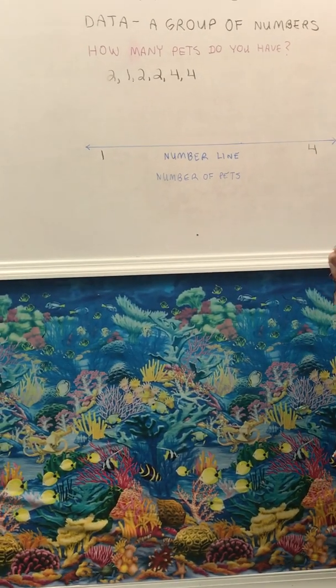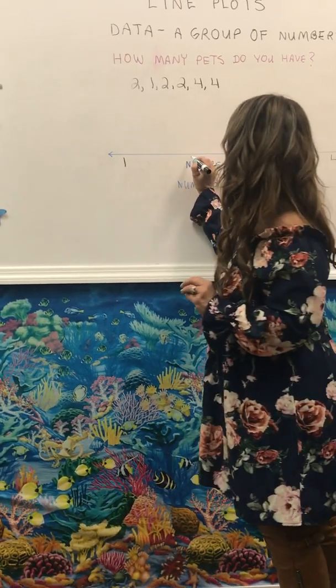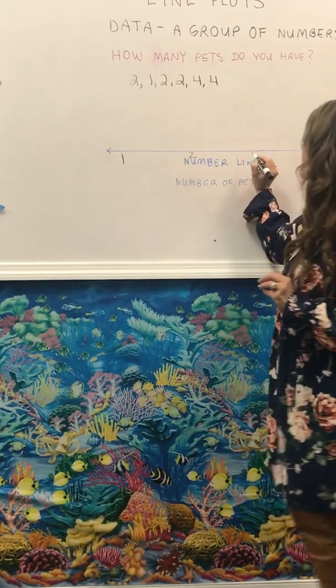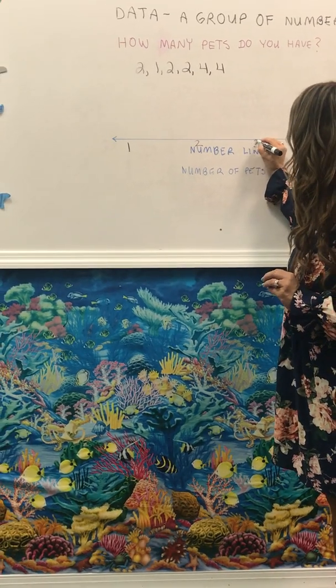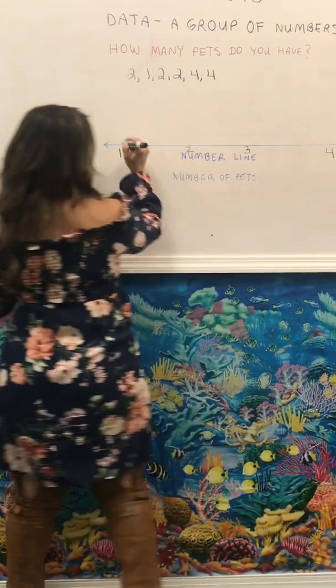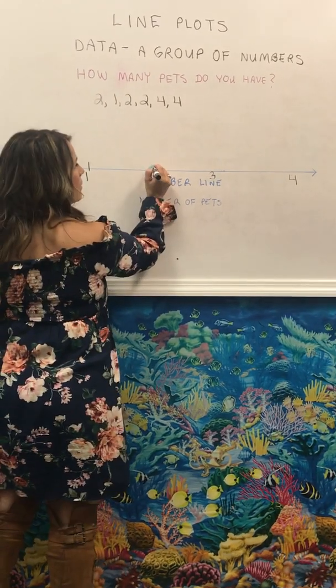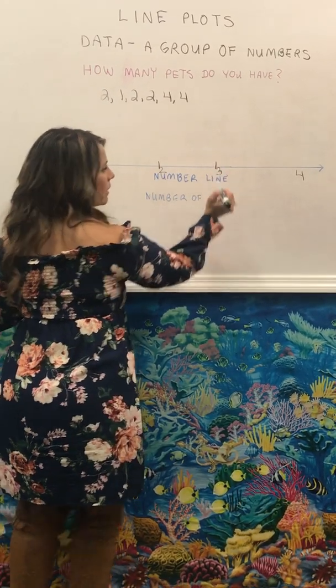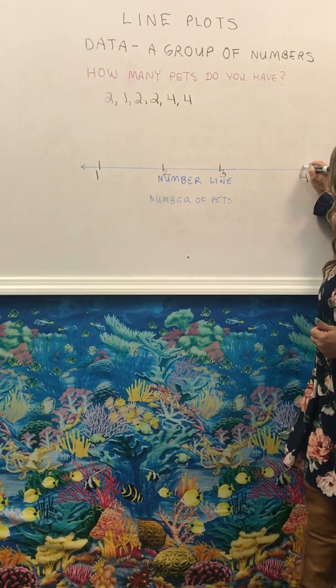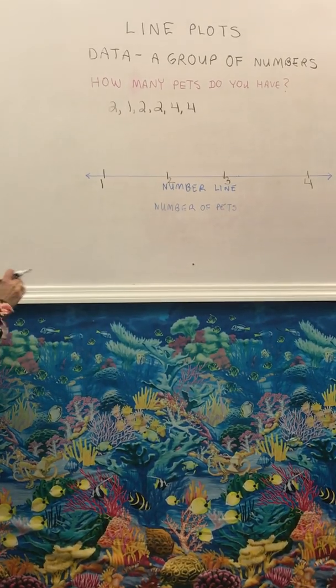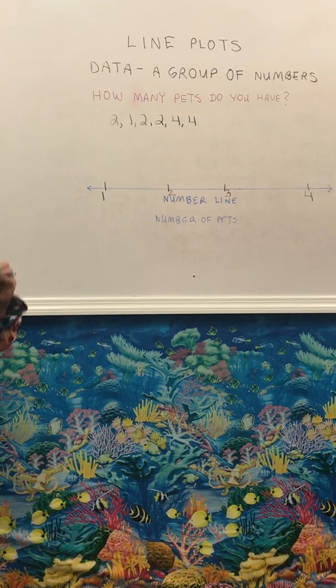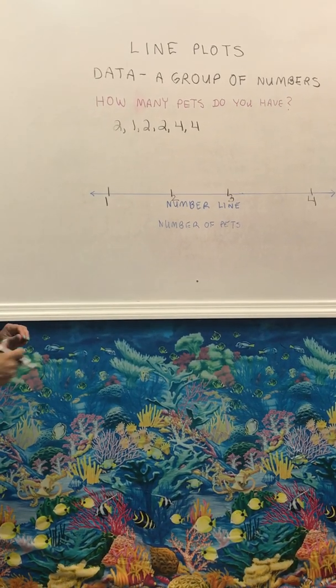And then in between, we're going to put our 2, squeeze it in, and then we're going to squeeze in our 3. Then we're going to put a little line here, line here, line here, and then another line here. Okay. We put an X, remember, for each number of our data.